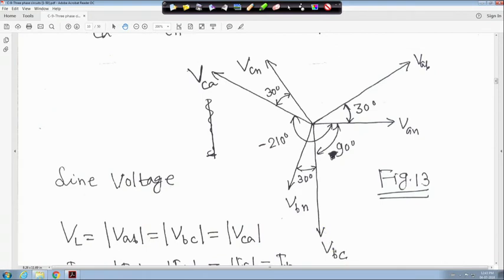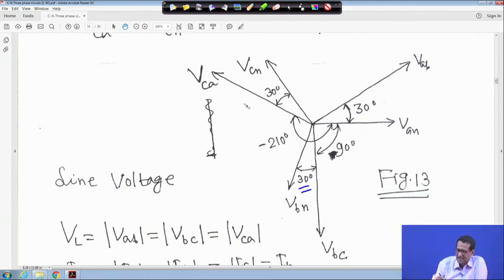The angle between VBN and VBC is 30 degrees again, and the angle between VCN and VCA is 30 degrees. So AB and AN, 30 degrees; BC and BN, 30 degrees; and CA and CN, 30 degrees. Same philosophy: VAB leads VAN by 30 degrees, VBC leads VBN by 30 degrees, and similarly VCA leads VCN by 30 degrees. Just superimpose and draw this phasor diagram. This is line to line voltage, and this is line to neutral, which we call phase voltage, and line to line voltage is equal to root 3 times the phase voltage.